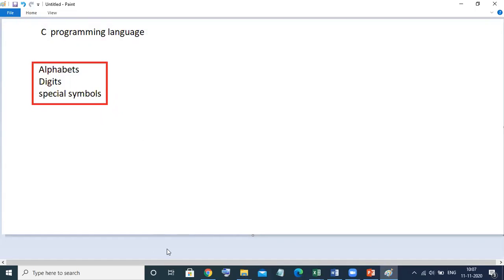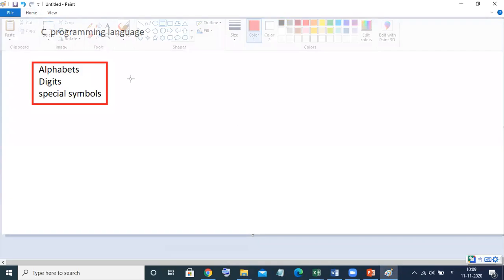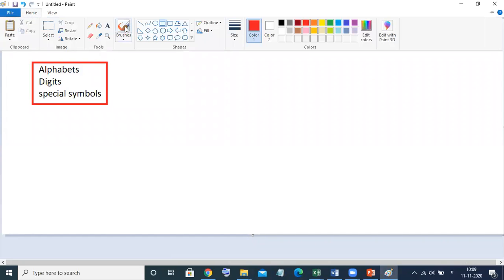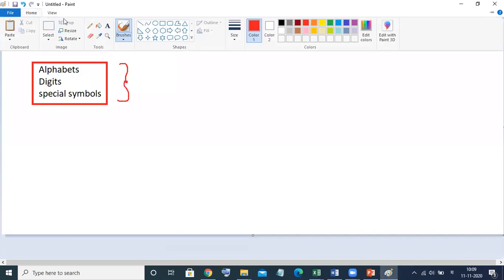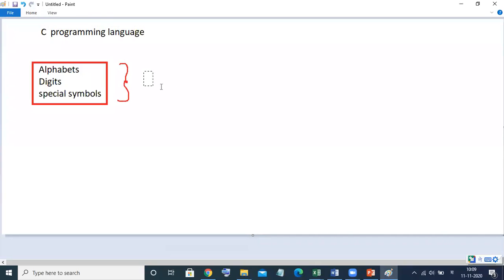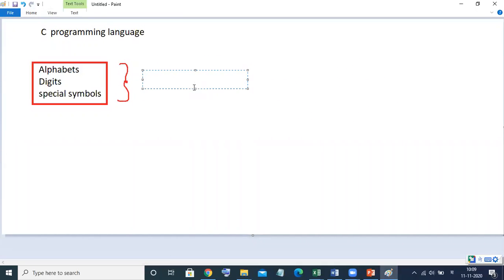Now, I know that you know the alphabets. Alphabets and all these things we are going to see, each and everything, in detail. So here the first thing is what? The combination of all these alphabets, digits and special symbols, these three collectively, this is a very important terminology as far as programming is concerned, is called the character set.